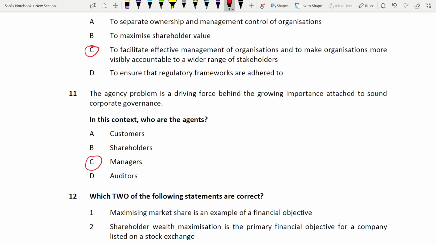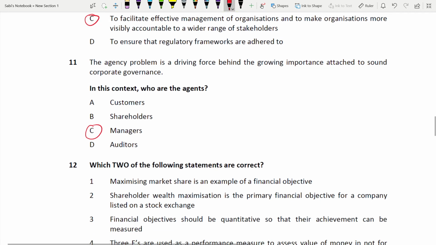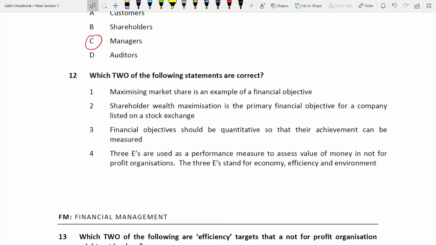Okay. Number 12. Which two of the following statements are correct? Two statements have to be correct. Number one, maximizing market share is an example of financial objective. Now, we have done a question on this. Remember, question number 2, where we had to click whether it's a financial objective or non-financial objective. If you can remember, you can go back in the video to question number 2 and see. Maximizing market share is a non-financial objective, so it's not correct. The first statement is not correct, so that cannot be an answer, because the question is which statements are correct. So 1 is out of the list.